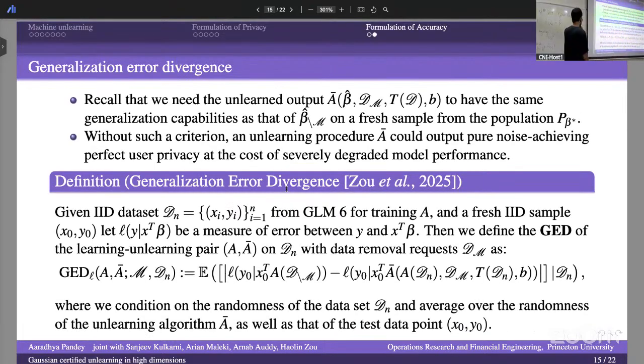So this is generalization error divergence. This is basically saying, from the company's perspective, you don't have to worry about all of that. But basically, the real summary is the following. This is not our proposal. This is the previous paper's proposal.